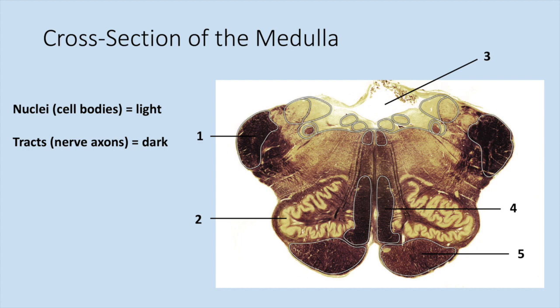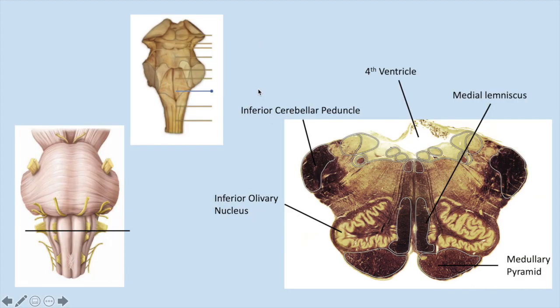So onto some cross sections now. Same principle as before, just have a go at labelling it before you have a look at the answers, and just remember that the nuclei or the cell bodies show up as light on these cross sections, and that the tracks or the nerve axons are dark. So we'll go through the answers now then.